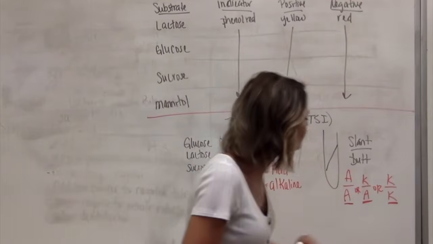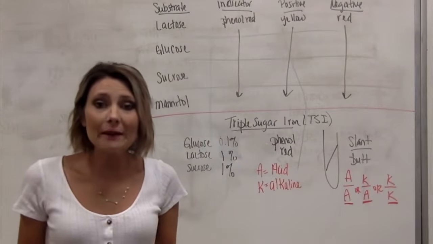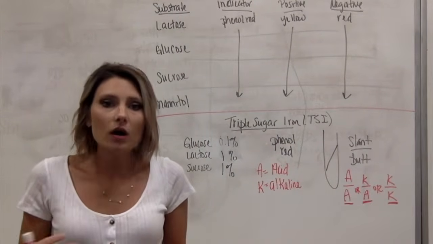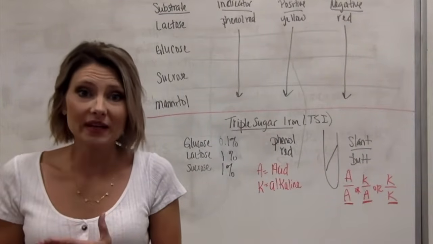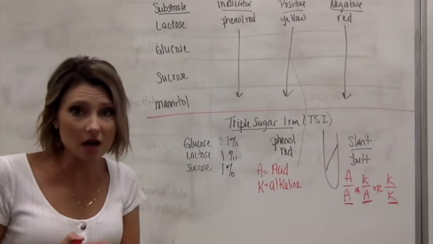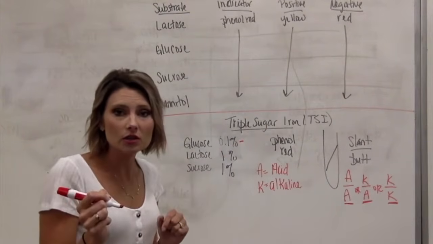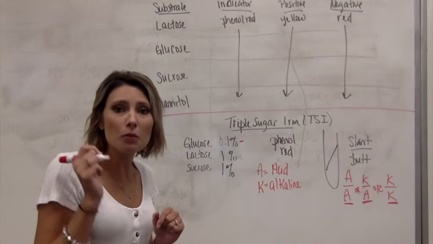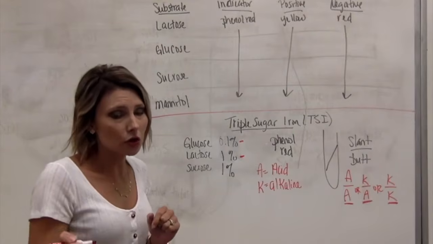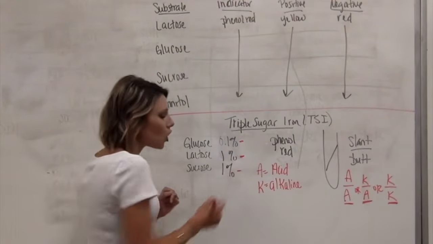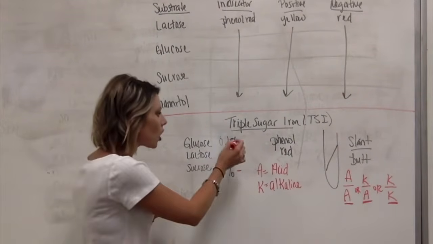Now, let's talk about K over A. So I've got the butt of the tube is yellow, so that means that some fermentation happened. Well, we've got 3 sugars here. How do we know which one it fermented? Well, let's talk about the concentrations. Remember, glucose, which is a small sugar, is only at 0.1%. Lactose, which is a disaccharide, it's larger than glucose, is at a 1% concentration. And sucrose, also a disaccharide, is at a 1% concentration. So, which number is smaller?